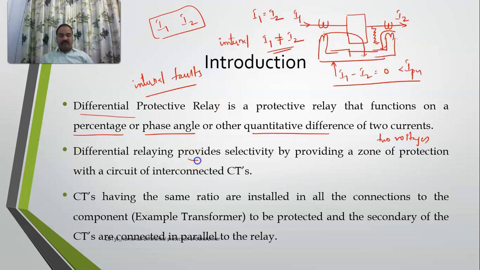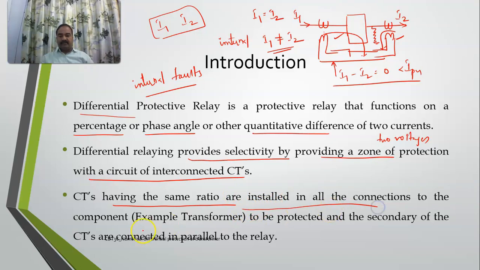Differential relays provide sensitivity by providing a zone of protection with a circuit of interconnected CTs. These are the interconnected CTs on either side of your device. Most of the time the CTs have the same ratio, but in case of a transformer, the CT ratios may not be the same. CTs having the same ratio are installed in all the connections to the component. In the example of a transformer, it will be a little bit different, which I will explain again.